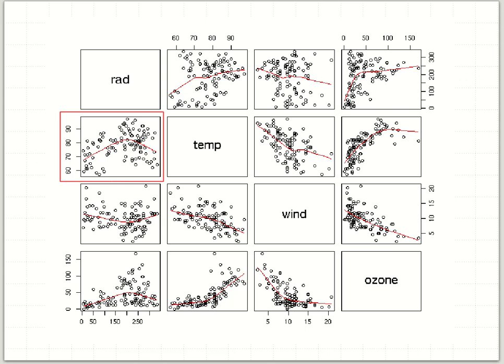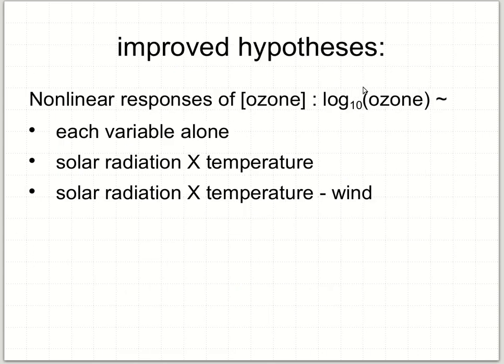Well, I think we can improve this, especially the problems at the bottom in the main axis that we're most interested in, the ozone as it is predicted from the other variables, by working with the log of ozone. I'm expecting, because we have these nonlinear responses, that I can straighten that out by dealing with the log of ozone. Again, just repeating the same hypotheses, the log of ozone is a function of each variable by itself, the solar radiation temperature interaction, or that interaction with a discount for the amount of wind there is.